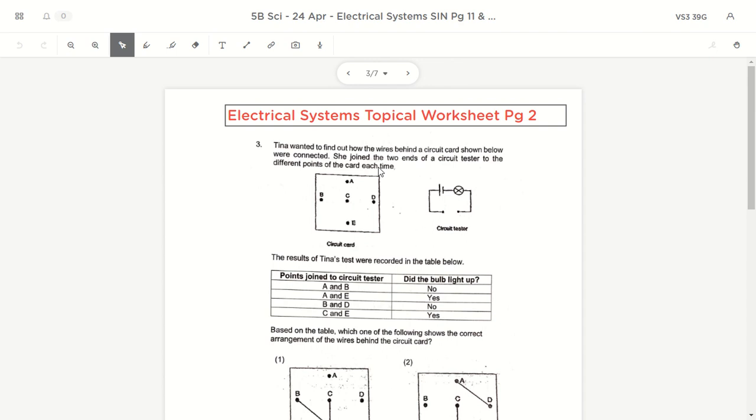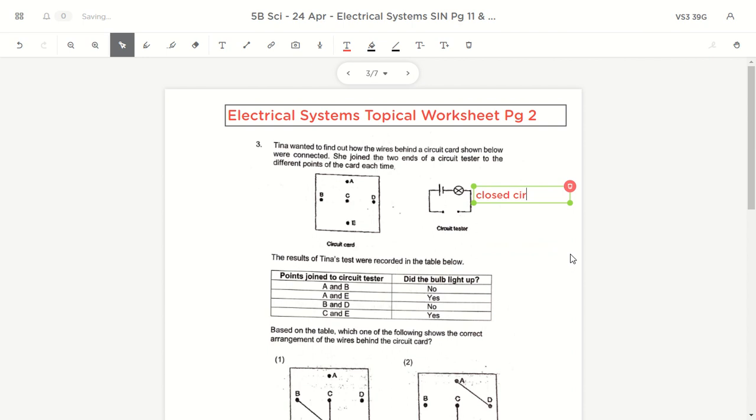Tina wanted to find out how the wires behind a circuit card shown were connected. So I've got point A, point B, point C, point D, point E, and a circuit tester. Remember, a circuit tester tests whether the two points connected form a closed circuit or an open circuit. If it's a closed circuit, the light bulb will light up. If it's an open circuit, the light bulb will not light up. So let's write what we know down.